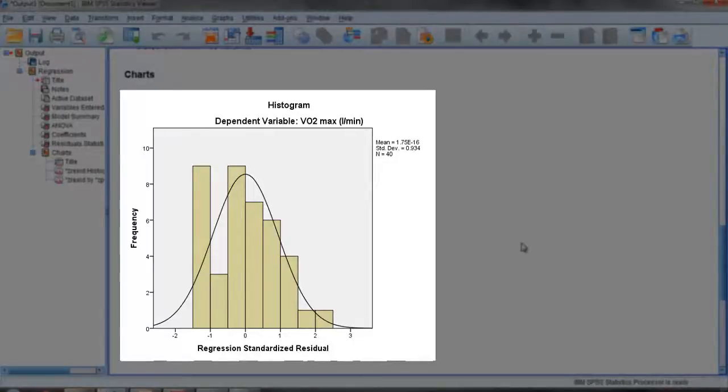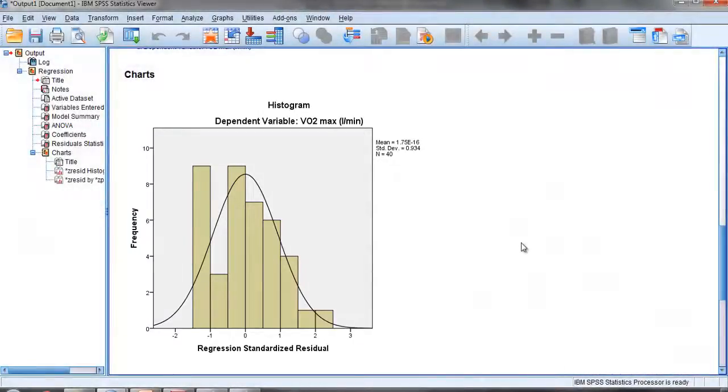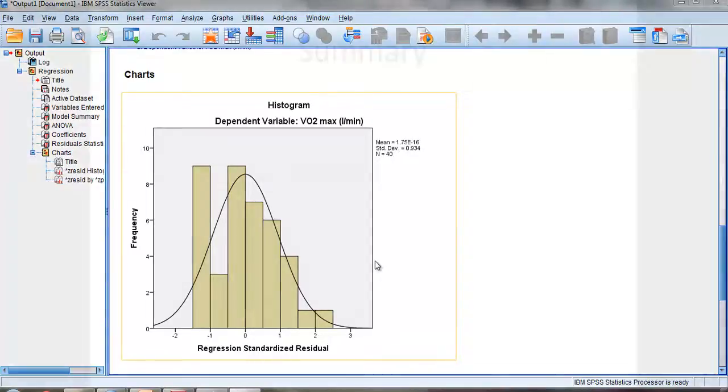Our histogram seems to roughly follow a normal curve, so we can conclude that all the assumptions are satisfied for this linear regression model. If the data does not satisfy the assumptions of linear regression, you can try transforming the data in some way, such as a log transform, so that the assumptions are satisfied.